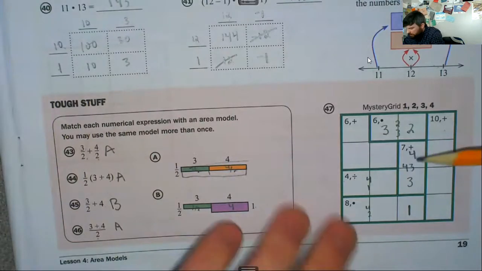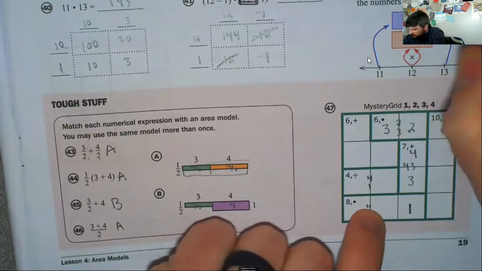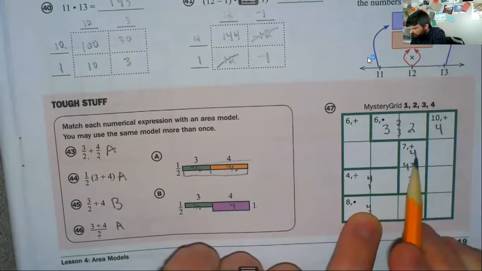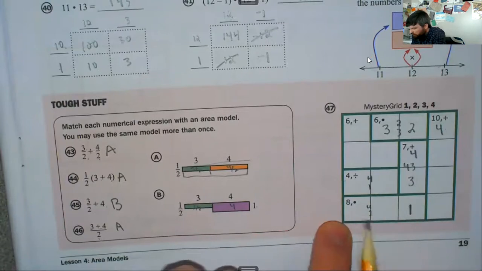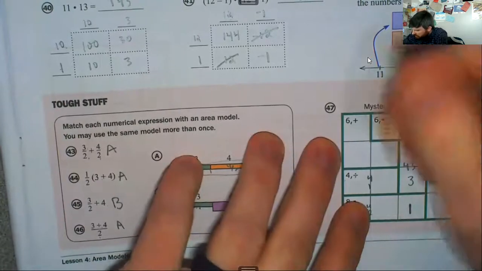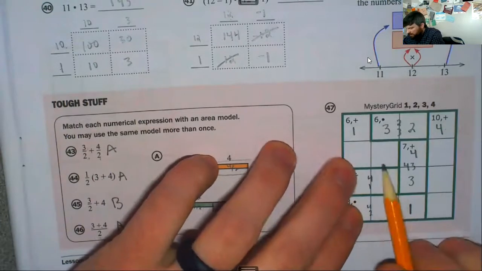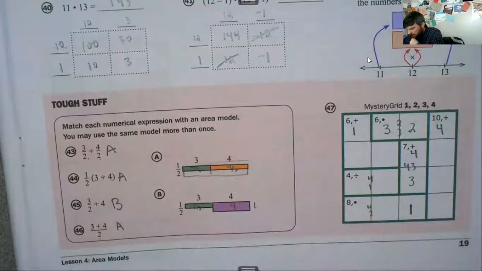So this one already has a 4. This one already has a 4. This one will have a 4. So this up here has to be a 4. Because I got a 4 here. One of those will be a 4. One of those will be a 4. So none of these could be a 4. That one's got to be a 4, which means this has to be a 1. So now I need to get a 5. I could still have a 4 and a 1.